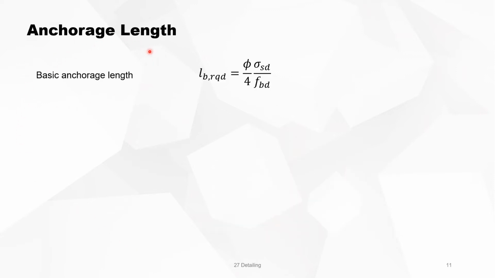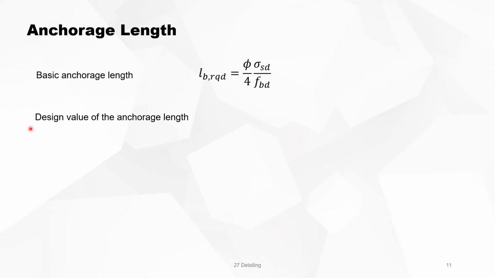The basic anchorage length is lb,rqd. We have seen this formula, we know that now. Sigma s is now replaced by sigma sd, the design value of the tensile stress in the reinforcement of which you want to calculate the lap length or the anchorage length, and fbd is the bond stress. And it's the same as the tau that we had previously.